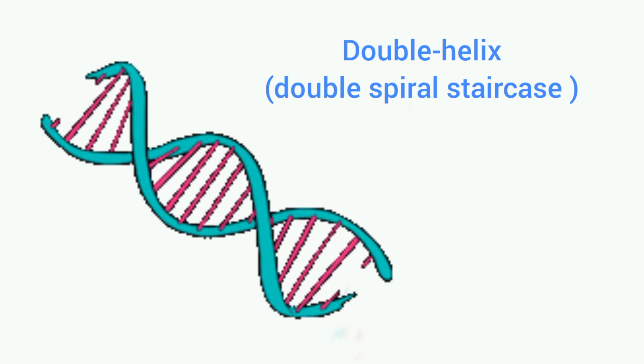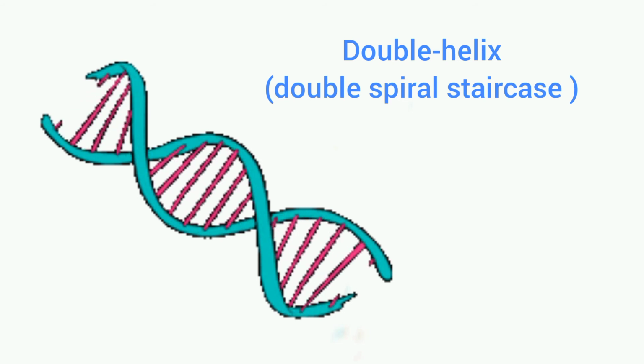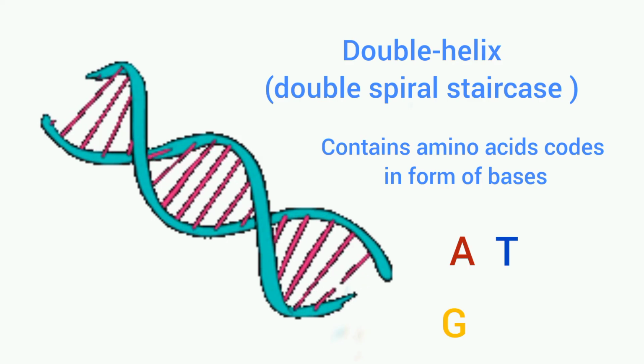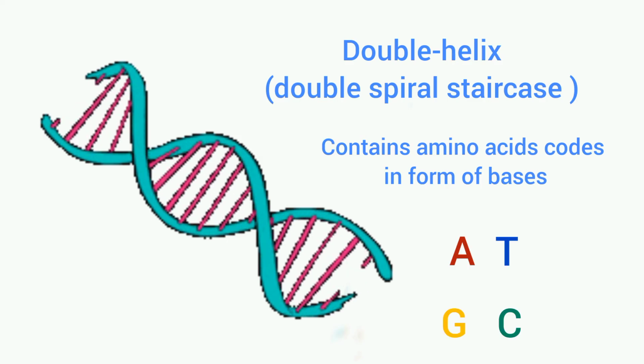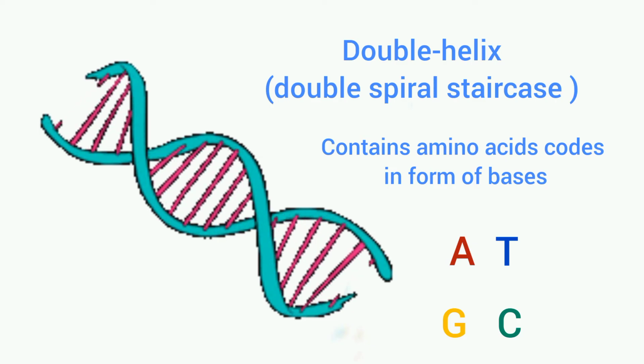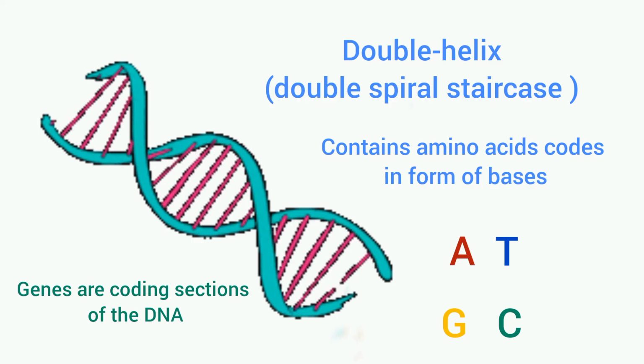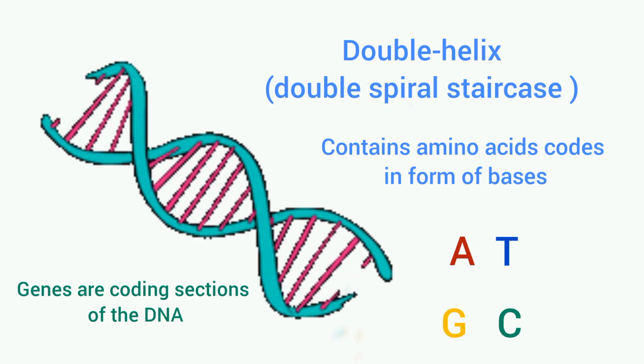The DNA itself is a double helix, that means a double spiral staircase structure. It contains nucleotide bases in form of codes A, T, G, C. Always remember A, T, G, C. The DNA is so built in that adenine is always bonded to thymine and guanine to cytosine. Of course, genes are coding sections of the DNA.